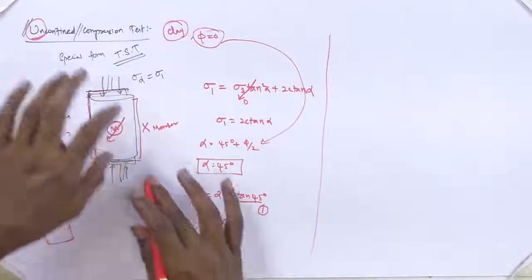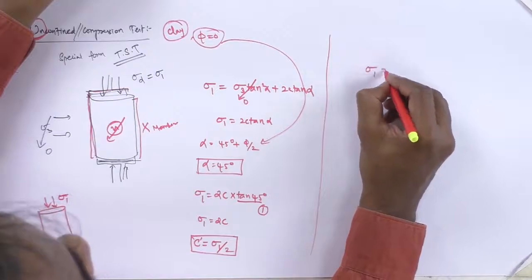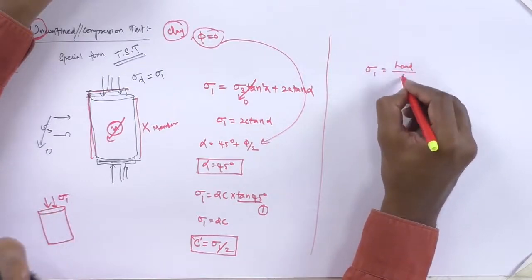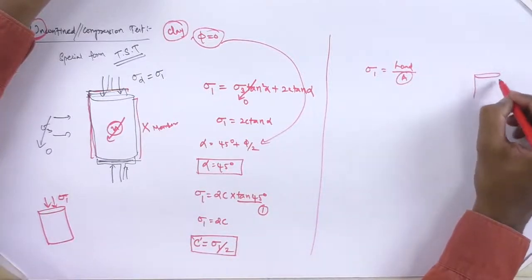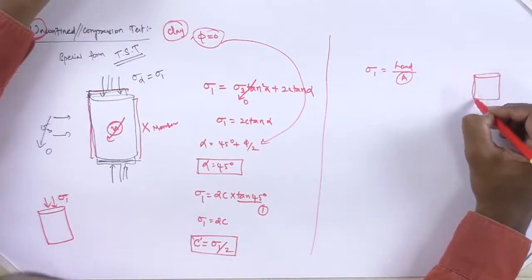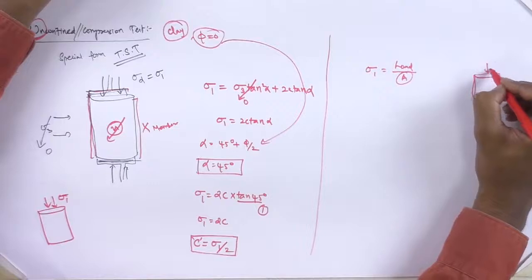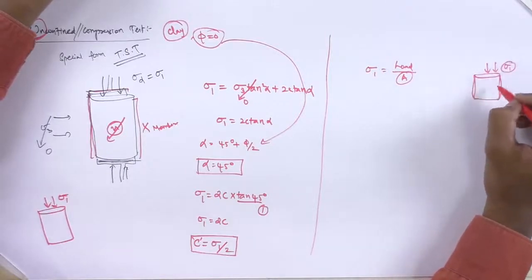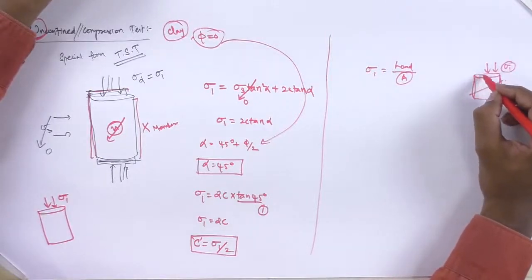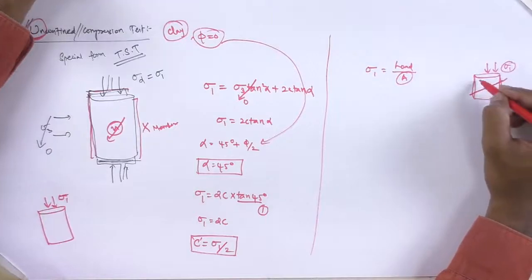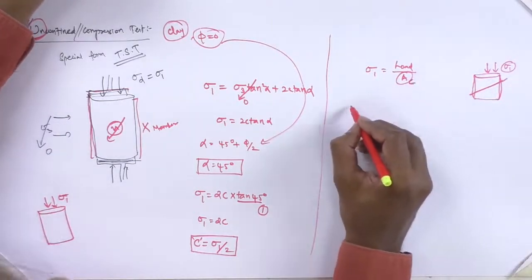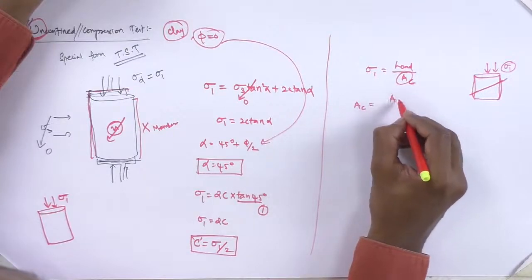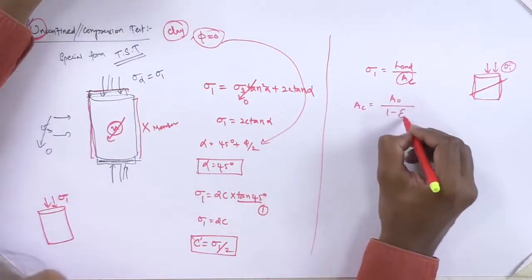So what is sigma 1 here? Sigma 1 is nothing but load by area. However, during the application of load, your soil may bulge like this. During the failure, the initial area cannot be used because the specimen has bulged, so you need to correct it. The corrected area AC is nothing but the initial area divided by 1 minus epsilon.